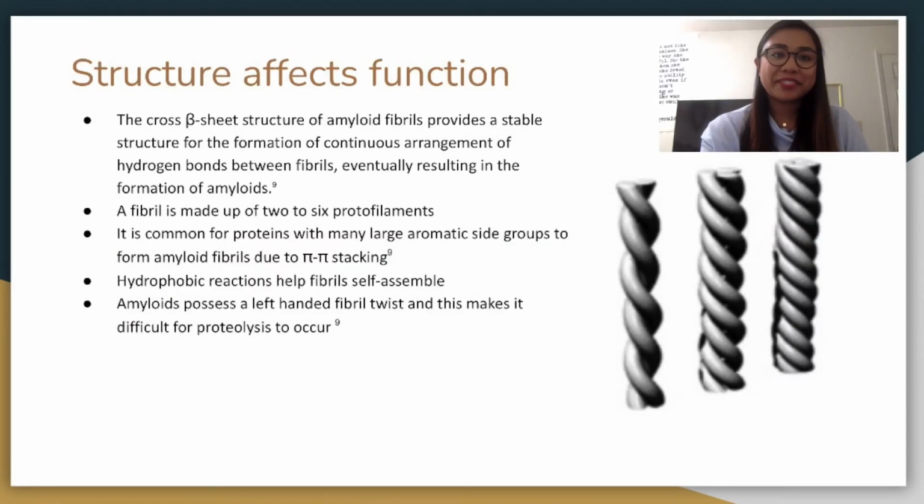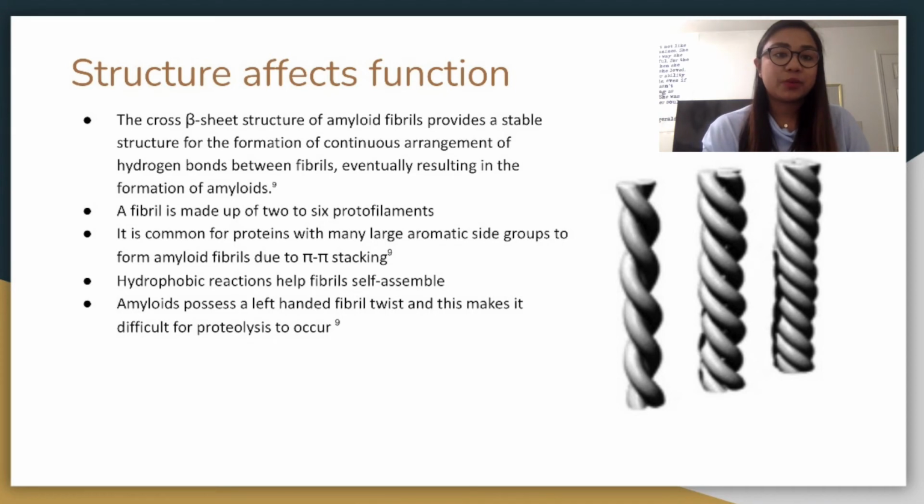Hi everyone, my name is Erica Vargas, and today I'll start by talking about the structure of amyloids and their function. The cross beta sheet structure of amyloid fibrils provides a stable structure for the formation of hydrogen bonds between the fibrils, and the fibril itself is made up of 2 to 6 protofilaments, and you can see this in the image to the right. The more protofilaments there are, the more tightly the filaments can wrap around each other.